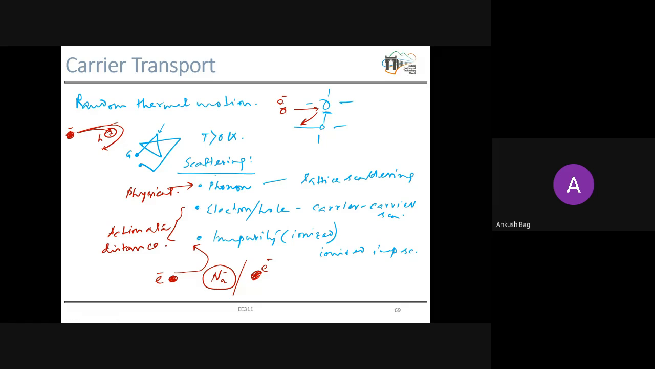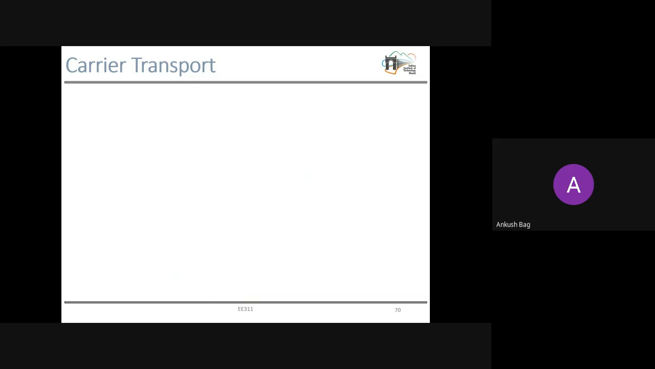Again, for all the cases, whether electron-hole, electron-acceptor ion, or electron-electron, all these events are actions at a distance. They are not physical scattering like with phonons, where you have vibrating atoms. That is why this is called action at a distance. If you have any doubt, please stop me and let me know if you have any question.